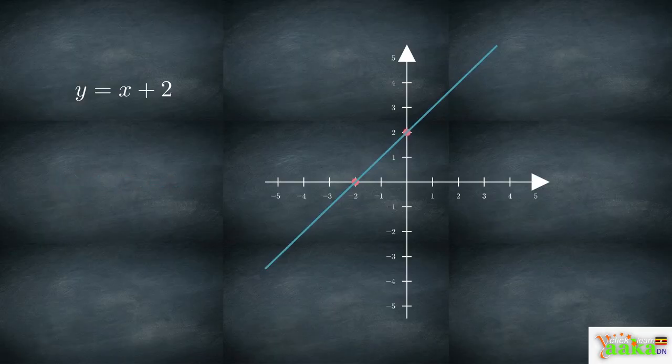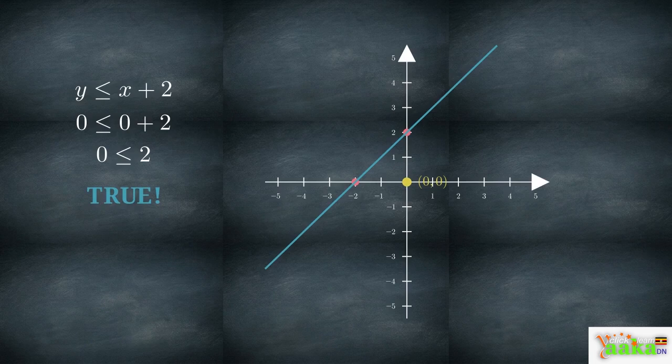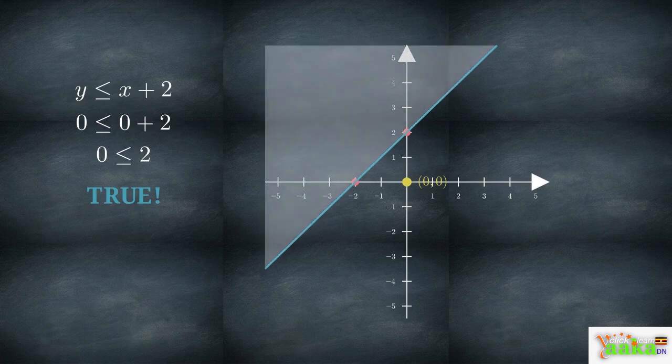A boundary line splits the graph into 2 halves, so we pick a test point to determine which side satisfies our rule. Using the origin at 0, 0, we substitute 0 for x and 0 for y. 0 is less than or equal to 2, which is a true statement. In standard practice, we shade out the false, unwanted region. By crossing out the mathematical rubbish above the line, the true, safe region below remains clean and visible for making decisions.